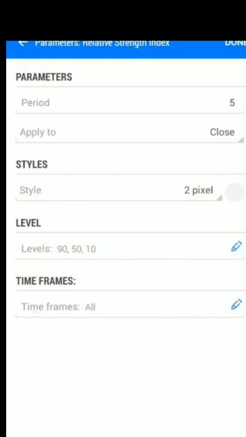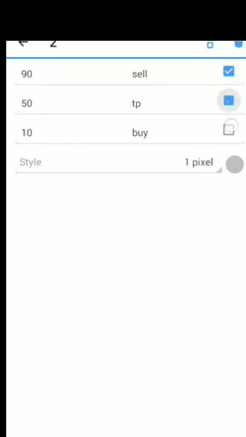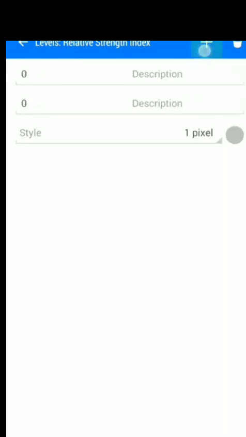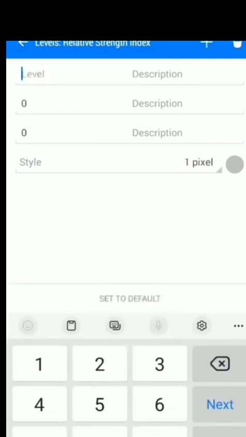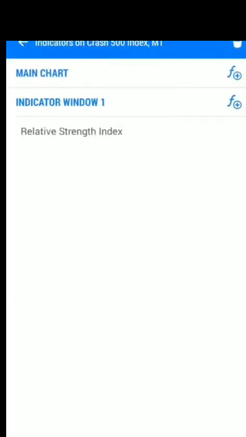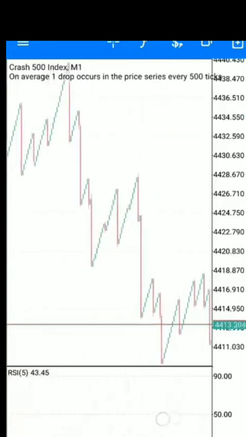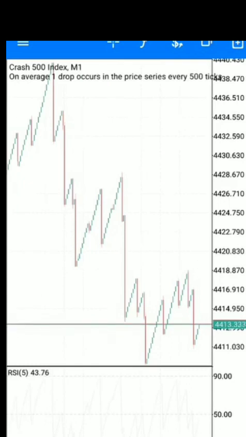Then the levels, you want to add your levels. Let me delete these levels for the sake of people who don't understand it. In order to add levels, I'll click on plus, plus, and plus. So the first level is 90, the second level is 50, and the third is 10. Beautiful. Then you click back, then you click done. My relative strength index has been added to my screen. This is it at the bottom of my chart.